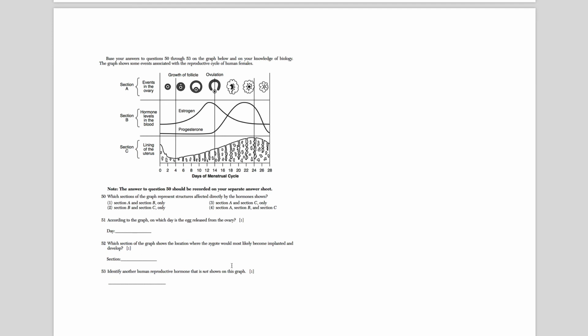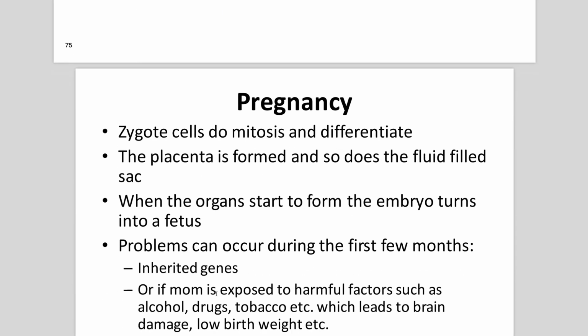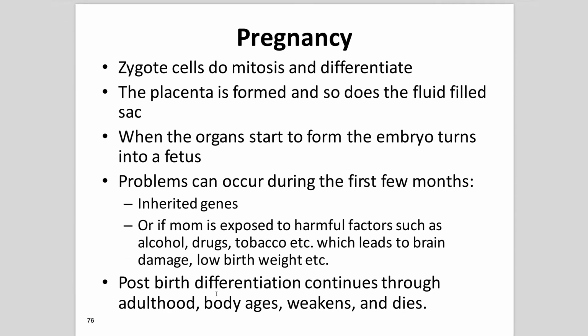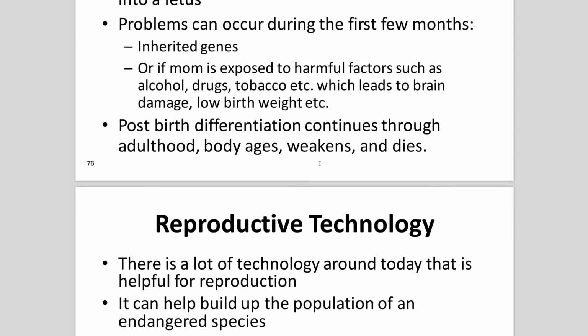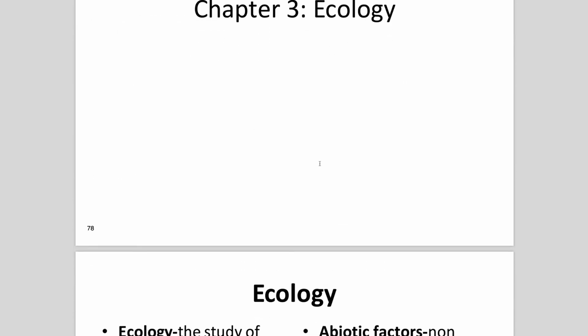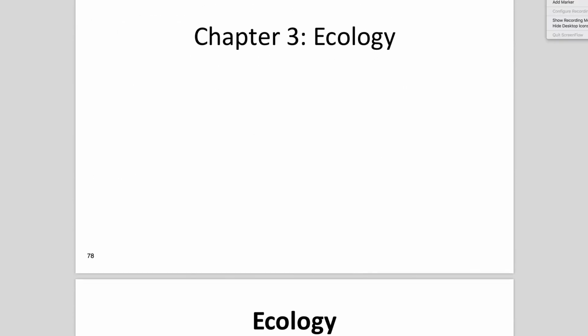And then identify the human reproductive hormone that is not shown in the graph. Testosterone. Yeah. Nice. I know that one. Pregnancy: a zygote's cells do mitosis. The placenta is formed. They're in a sac. The embryo turns into a fetus. Reproductive technology discussed. Thank God we are done with reproduction.